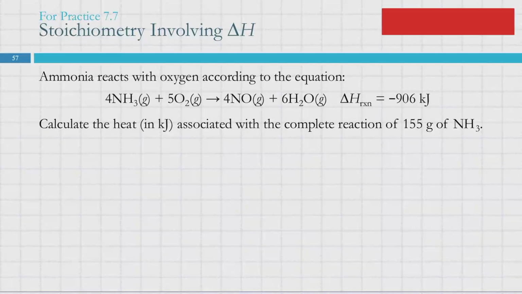Okay. We want to calculate the heat in kilojoules associated with the complete reaction of 155 grams of NH3. The complete reaction part here just lets us know we are using up our ammonia, our NH3. We don't have to worry about any limiting factors. So the two things we care about are what? In our chemical equation, what two things are we interested in?